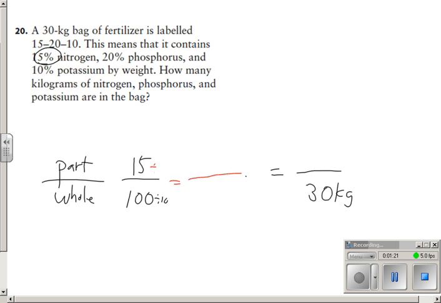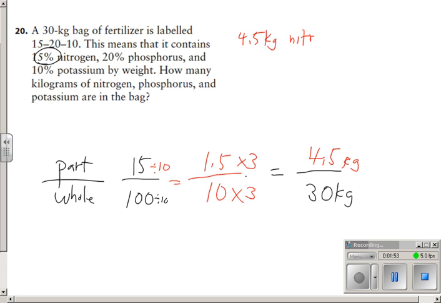If I divide top and bottom by 10, 15 divided by 10 is 1.5. We know we just moved the decimal. And 100 divided by 10 is 10. Now, if I look at this equivalent ratio, this red one's much easier to get to 30, because all I have to do is multiply it by 3 and multiply it by 3, and I get 4.5, excuse me, which is kilograms. So the first one, how many kilograms are nitrogen? Well, the answer is 4.5 kilograms are nitrogen.